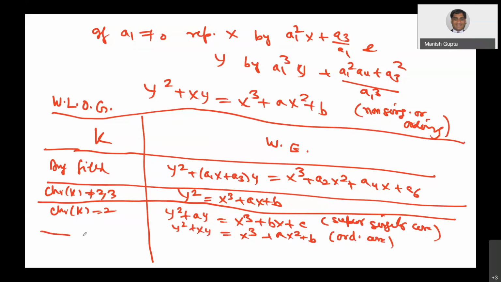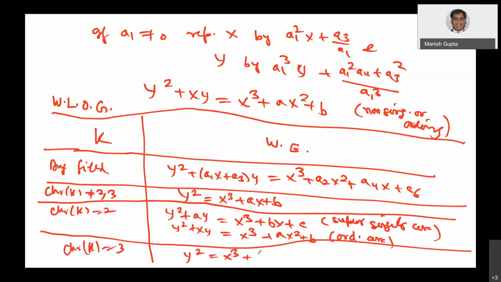Right. Finally, when the characteristic of K is equal to 3, the equation is y square is equal to x cube plus ax square plus bx plus c. So this is the basic transformation or simple version of the Weierstrass equations depending upon the characteristic of the field.